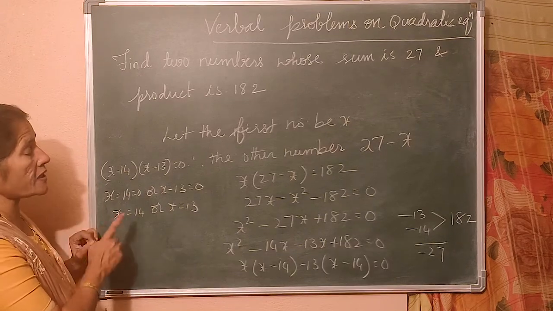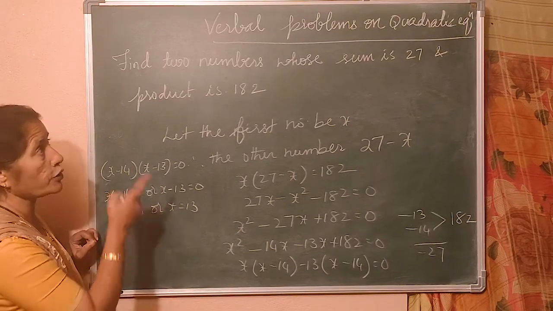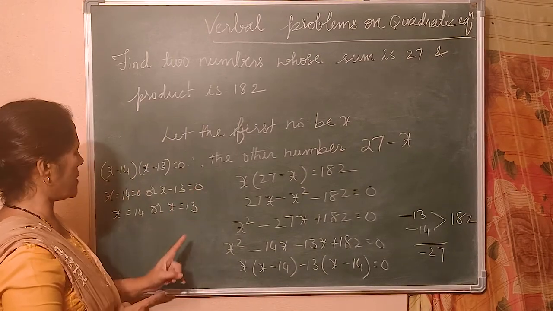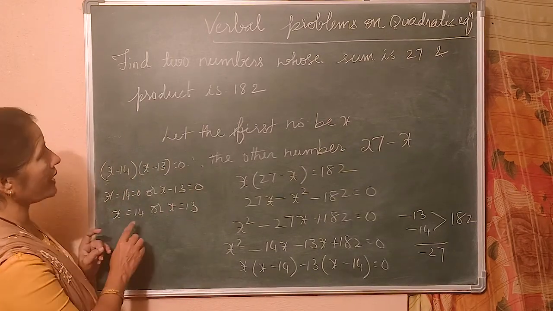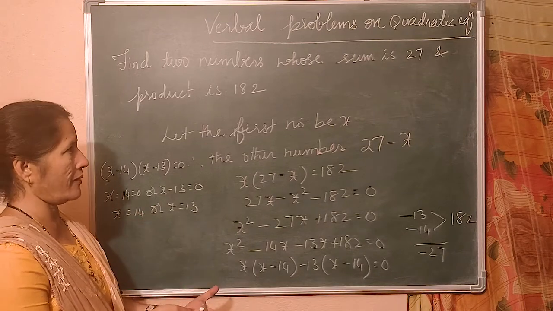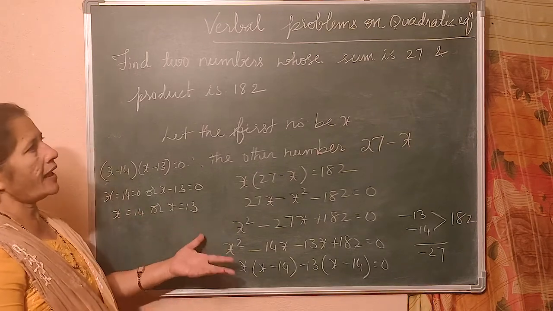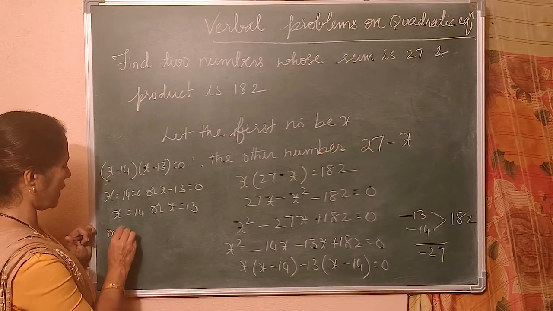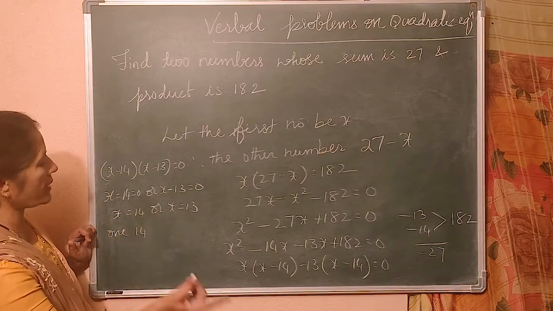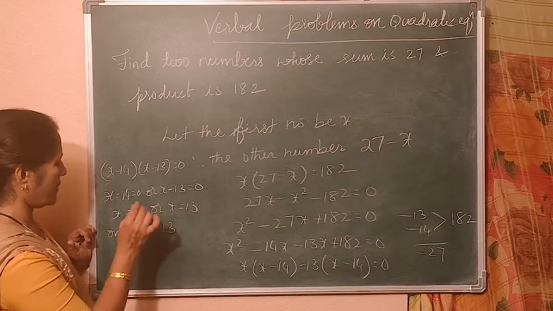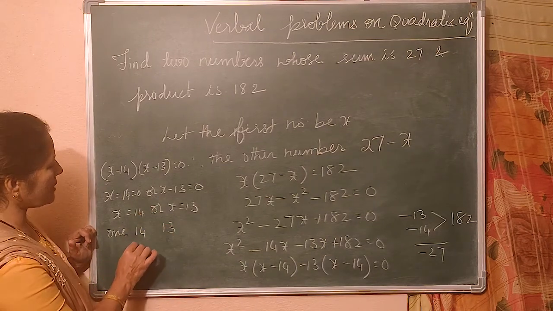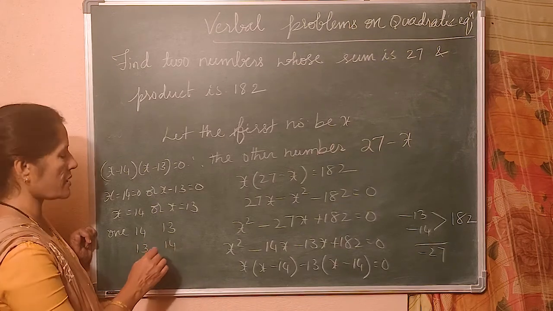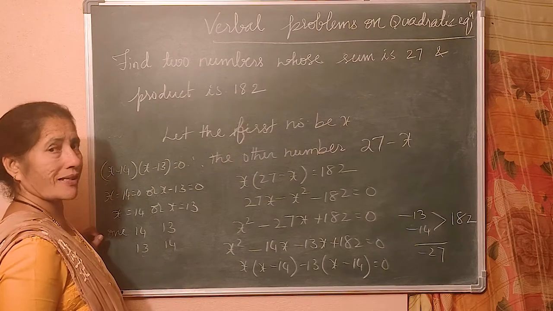Now, have I answered my question? Two numbers, you have to find out the two numbers. When x is equal to 14, another is 13. When one is 13, another one is 14. So when one number is 14, another number is 27 minus 14, 13. When one number is 13, 27 minus 13, 14. So what are those two numbers? 13 and 14. Is it clear?